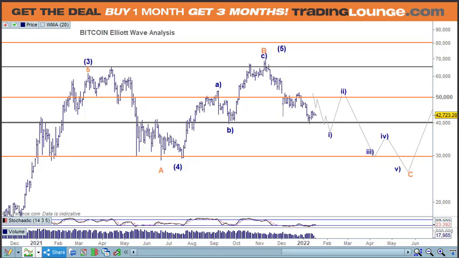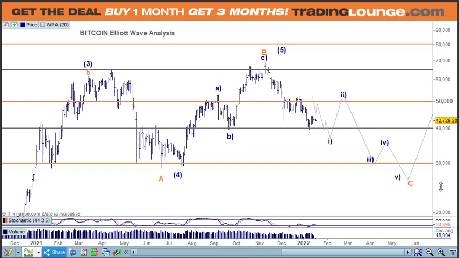So welcome to Trading Lounge. I'll keep doing some work on Bitcoin. I've just got to do it bit by bit. January 17th, Monday. There's a fair bit to do, just starting on this 2-day chart here.